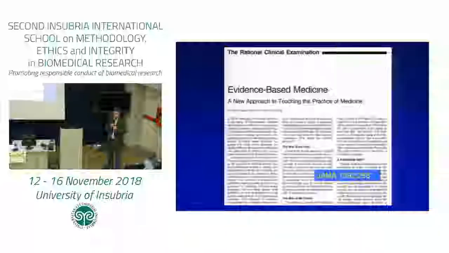What EBM is: that's the starting paper of EBM. And at the beginning, that's the definition, a new approach to teaching the practice of medicine. So it's a new way to teach, to educate physicians. That was done at McMaster University in Hamilton, Canada. There was Gordon Guyatt, who was cited in the presentation before. And to be honest, the father of EBM is David Sackett, but Gordon Guyatt was a good friend and developed the initial thought about what evidence-based is.